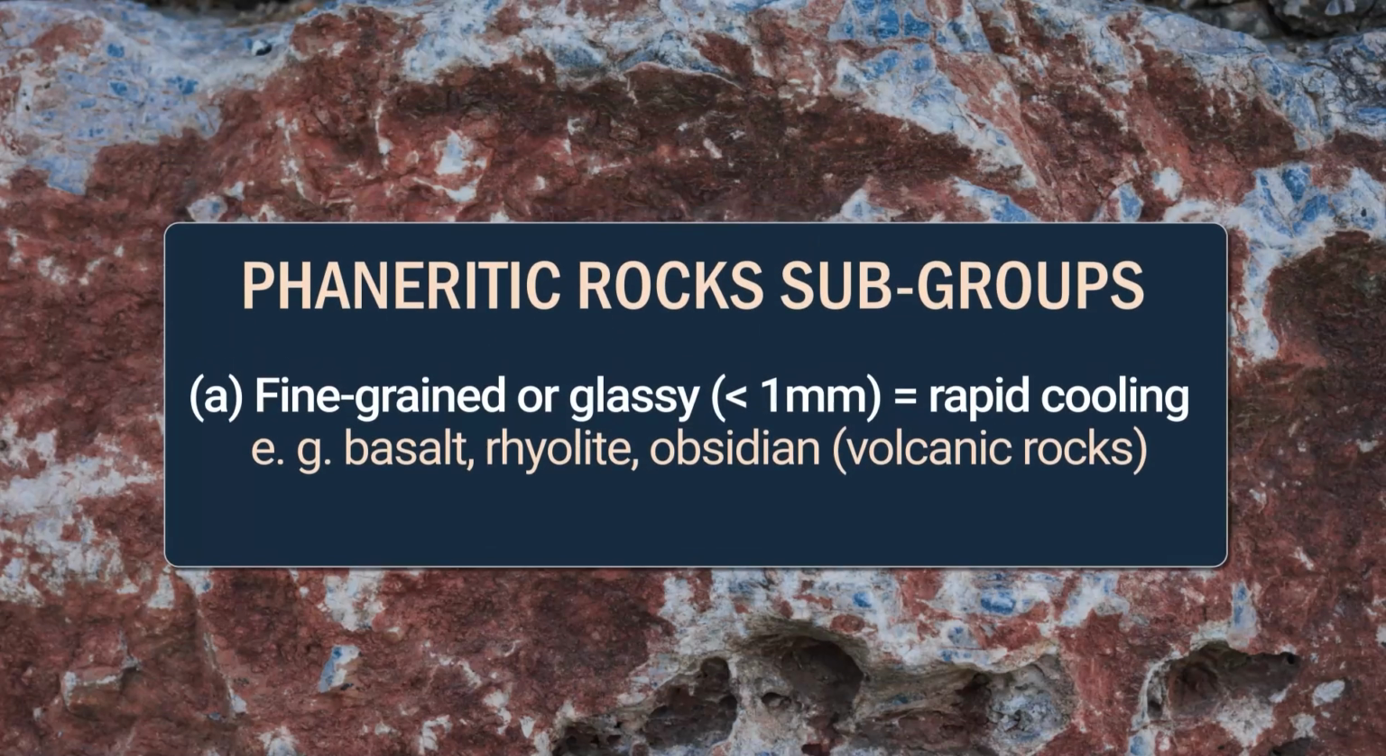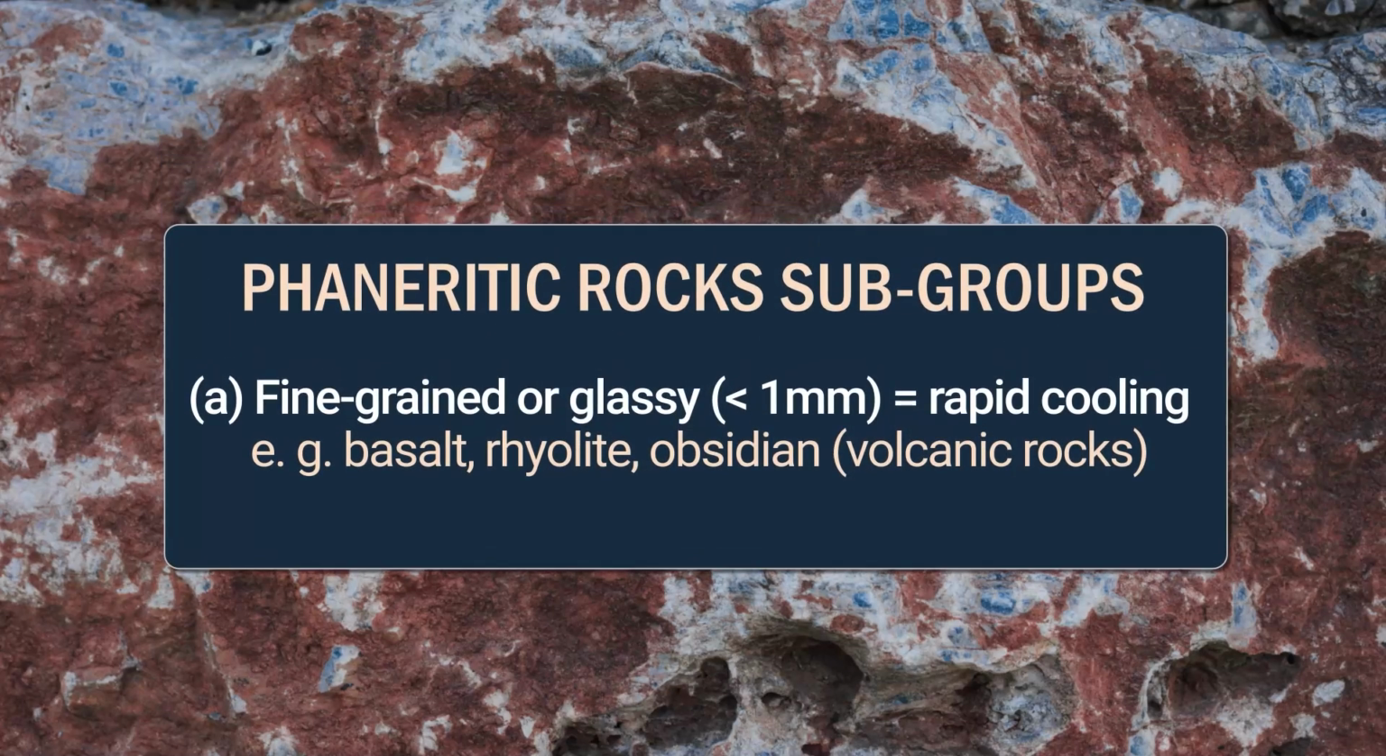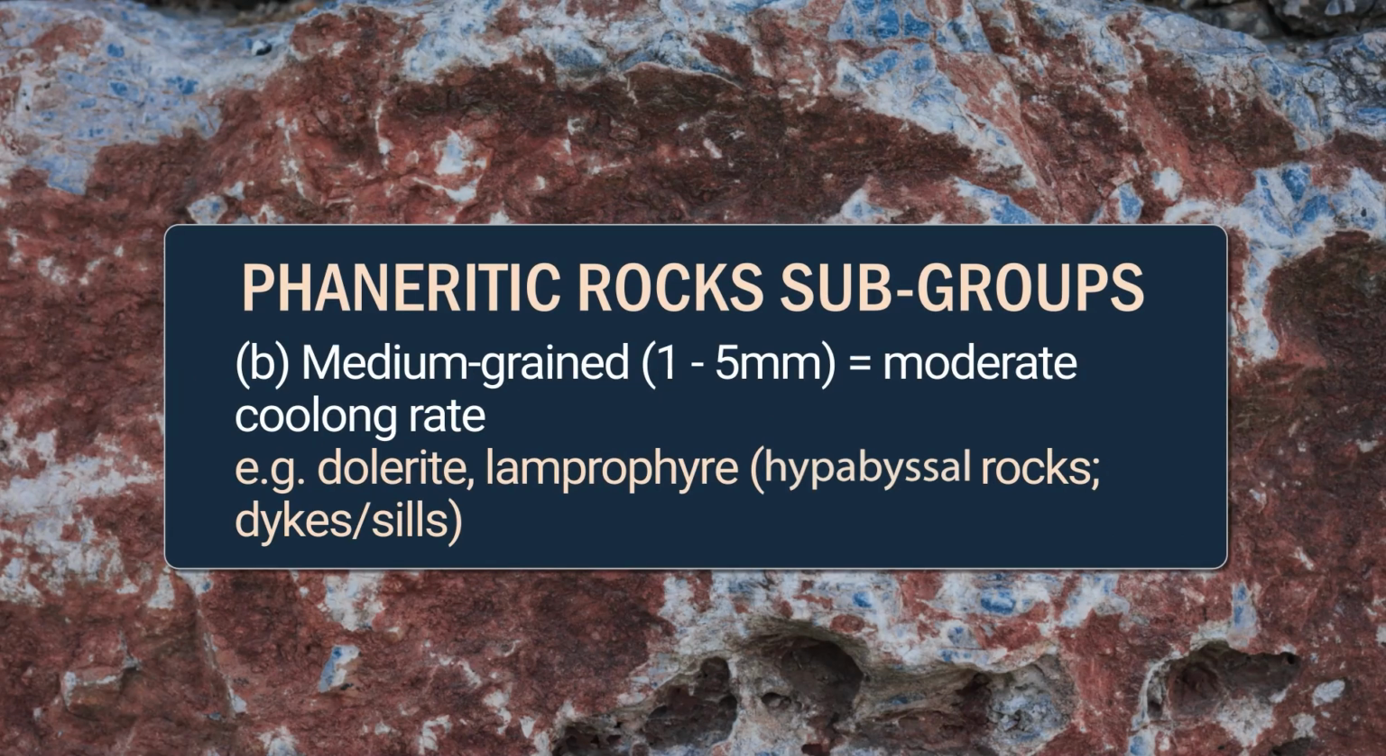Phaneritic rocks can be divided into 4 subgroups. Fine grained or glassy rocks are formed by rapid cooling. Examples are basalt, rhyolite, obsidian, all volcanic rocks. Then medium grained, moderate cooling rate: dolerite, lamprophyre, hypabyssal rocks in dikes and sills.